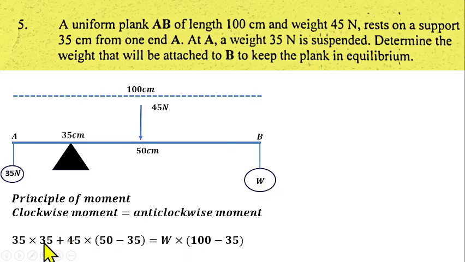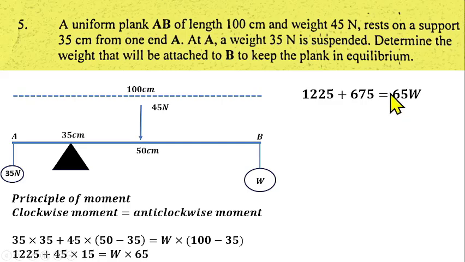If you check that, we have the moment of this weight, that will be 35 times the distance from here to here, that will be 35, plus the moment of the weight of the plank, which is 45 times the distance, 50 minus 35, equals the clockwise moment here, the weight multiplied by the distance from B to this point, 100 minus 35. If you simplify that further, that will give us 1225 plus 45 times 15, since 50 minus 35 is 15, equals this.